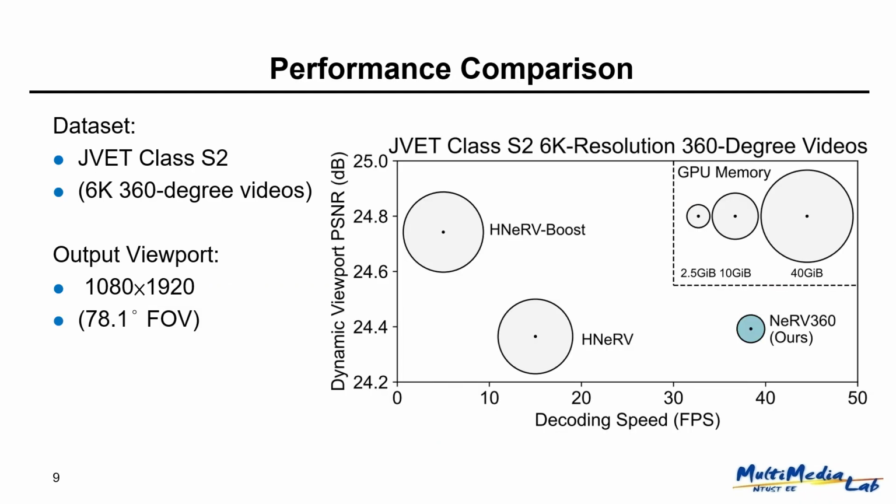Okay, so for performance evaluation, with all models fixed at 2.2M, NeRV360 achieved a major breakthrough. Let's see the figure down below. The vertical axis is dynamic viewport PSNR, and the horizontal axis is decoding speed, that is FPS. So its decoding speed is 38.4 FPS. It's 2.5 times faster than NeRV, successfully achieving real-time processing. Additionally, the bubble size indicates a massive seven-fold reduction in GPU memory, while the viewport PSNR remains highly competitive.